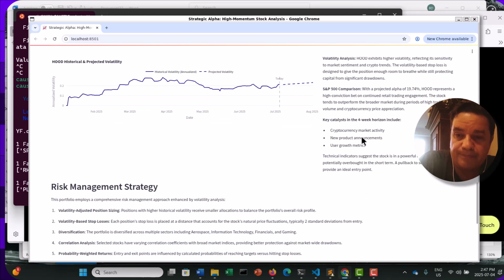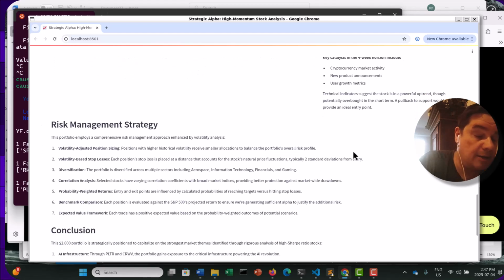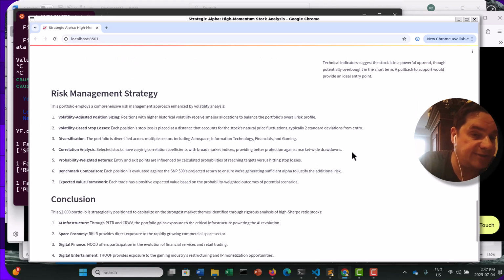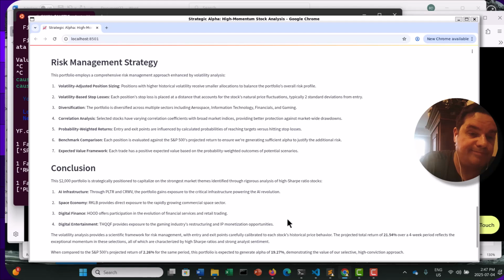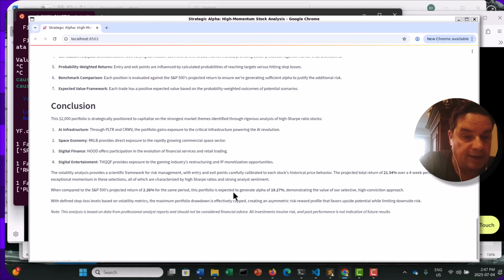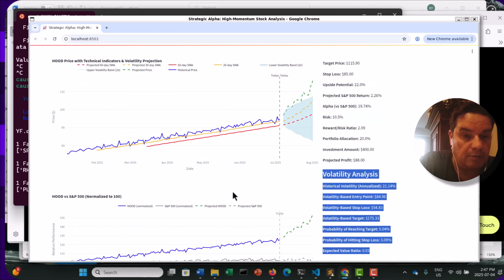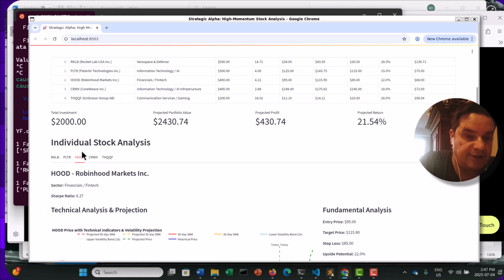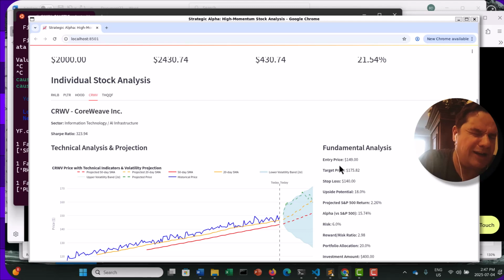Okay. Key catalysts in the 4-week horizon include cryptocurrency market activity, new product announcements, and new growth metrics. Now, I did not ask for specific guidance on this stock, but probably could have. Okay, so that is Robinhood. Next one, CoreWeave. So with CoreWeave, I've known about it.